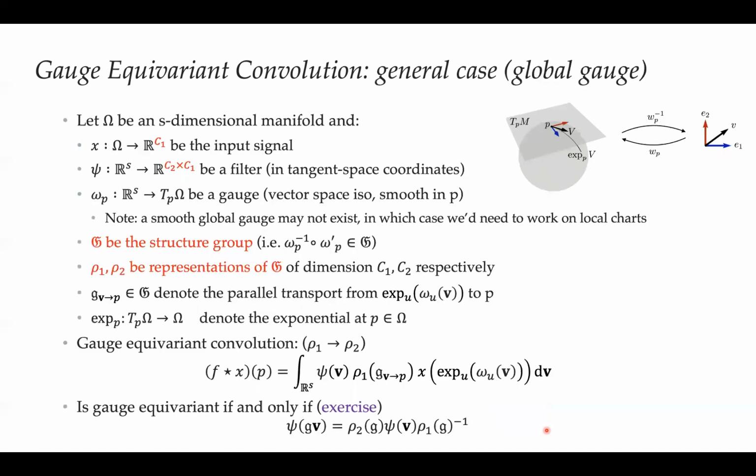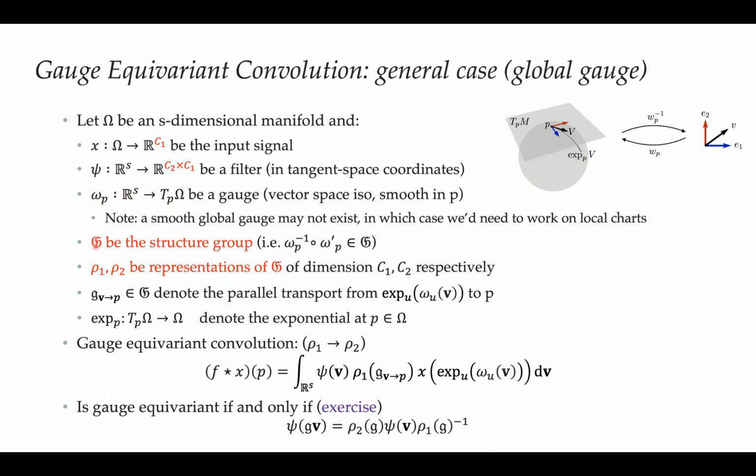So let's look at something more general. Now we have as input and output a more general field. And we'll assume for now that we can choose a global gauge that will make our life a bit easier. So we have a signal X, and because we have a global gauge, we can describe it as a function from omega to R^C1. So we have C1 input channels, and we want C2 output channels. So our filter now is going to be a matrix-valued function on the tangent plane with C2 output channels and C1 input channels.